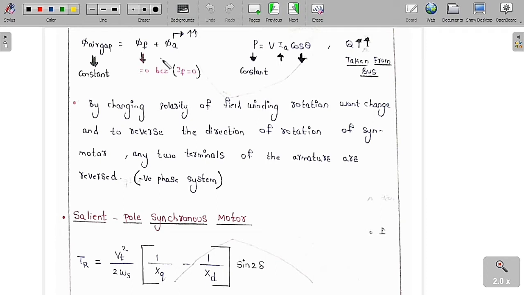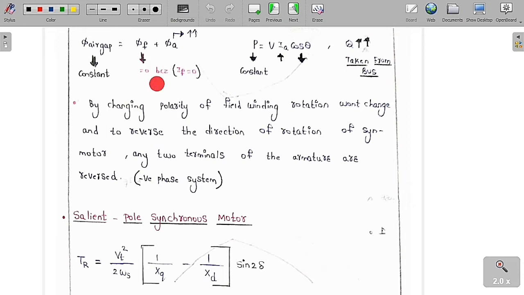Whenever phi F itself is enough to compensate the air gap flux phi A, we can say that we are generating reactive power from that machine. Suppose we are taking phi A from external to get the constant flux, then we can say that it is accepting the reactive power from the bus bars.